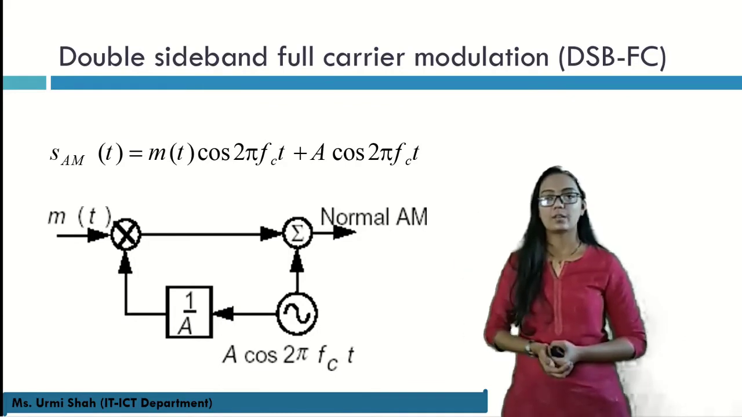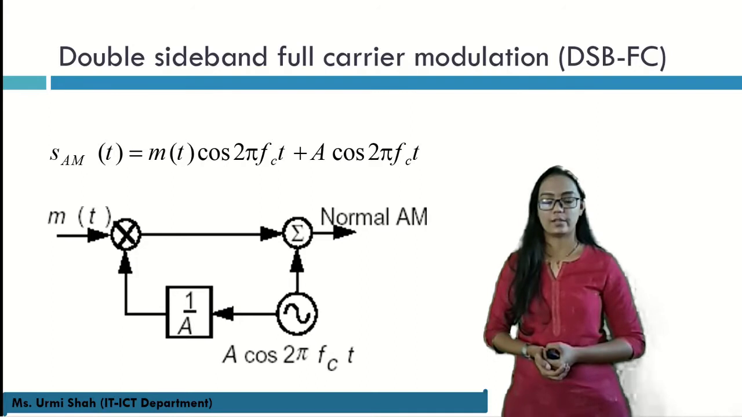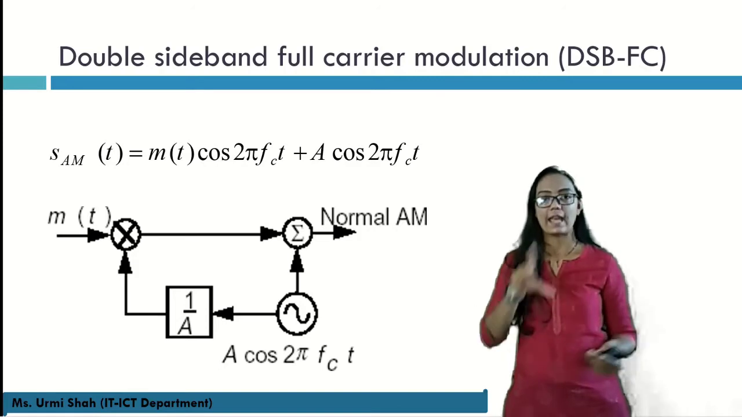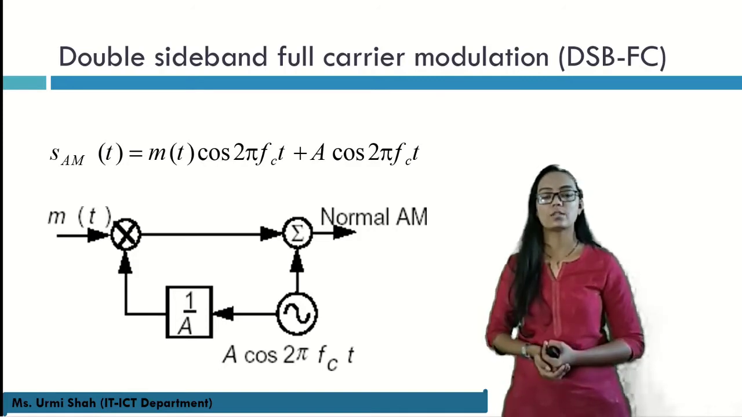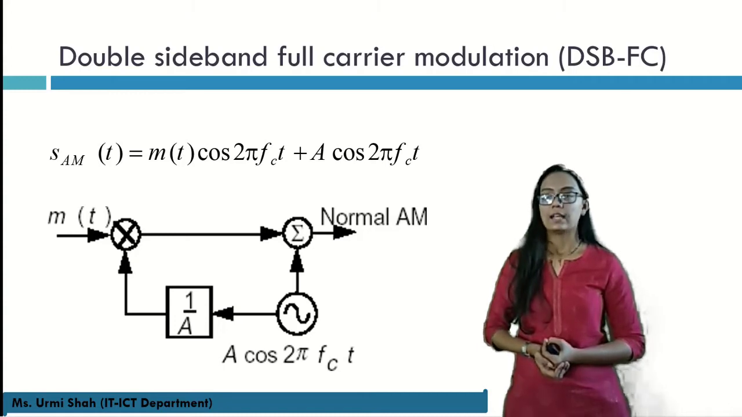Now let's start with the first modulation type, that is double sideband full carrier modulation. In this, your modulated signal will have two sidebands, and the carrier will also be present in the frequency spectrum of the double sideband full carrier modulated signal.